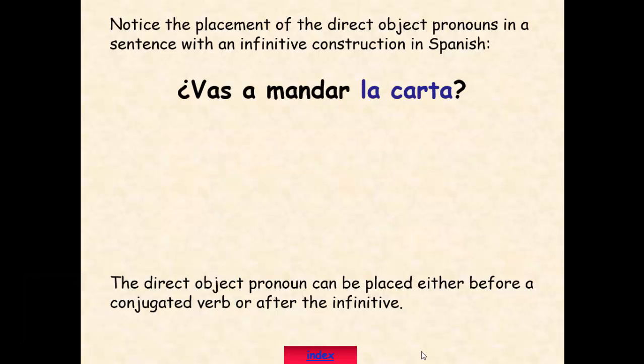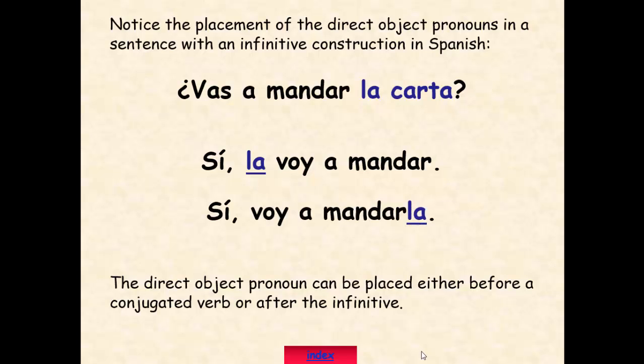Okay, vas a mandar la carta. We have two verbs, vas, are you going to, and mandar, to send. We can say sí, la voy a mandar. Yes, it, I am going to send, when we translate literally in English. Or sí, voy a mandarla. Yes, I'm going to send it.